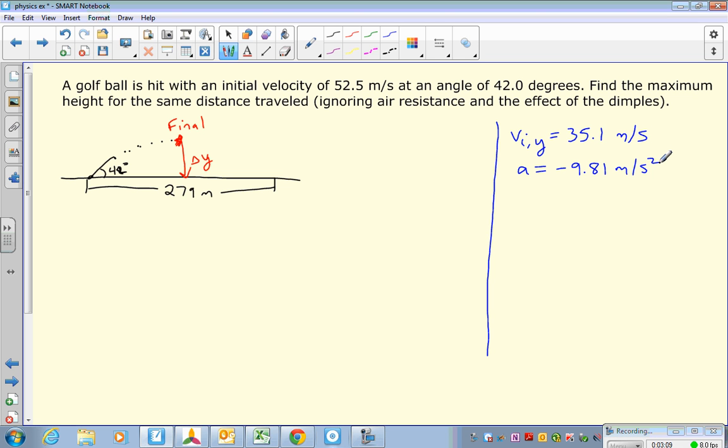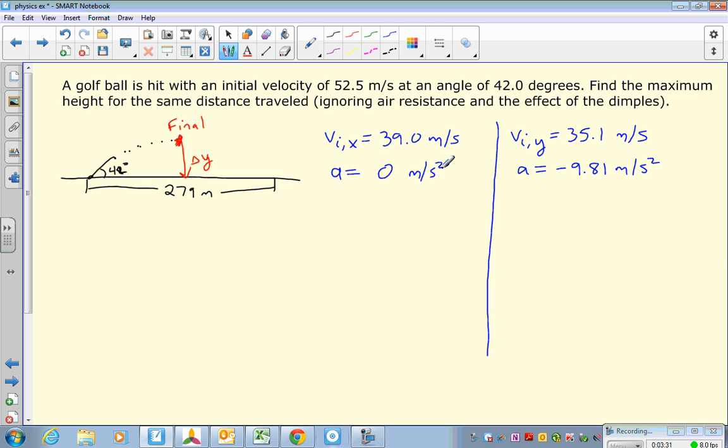In the x direction, we know that the initial velocity from calculating it before was 39.0 meters per second. And we also know that acceleration in the x direction, for simplicity's sake, we're going to consider that it's 0 meters per second squared. It's negligible, which means that it's very, very little, so we can practically ignore it.